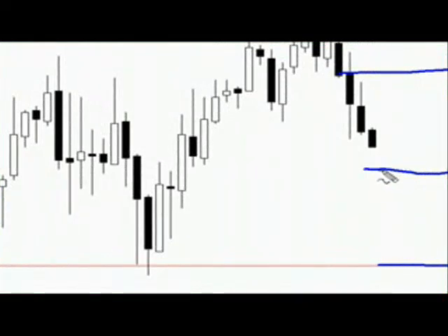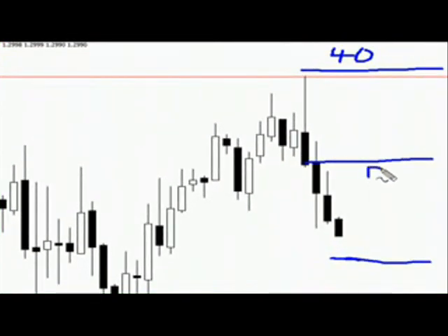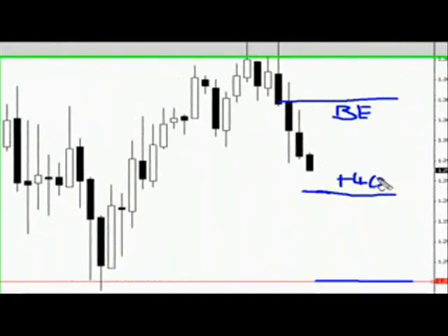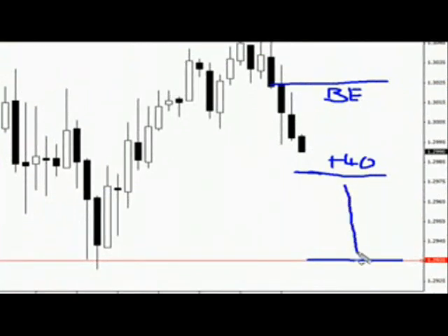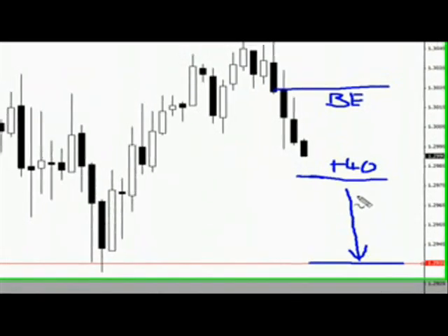If we were to hit this area here, we could move to break even and lock in a free trade. So if we come down to plus 40 through here, we have got a free trade. We can then run the trade into these next target areas. So the second area here at 129.35 is plus 80. That's 2 times our risk.